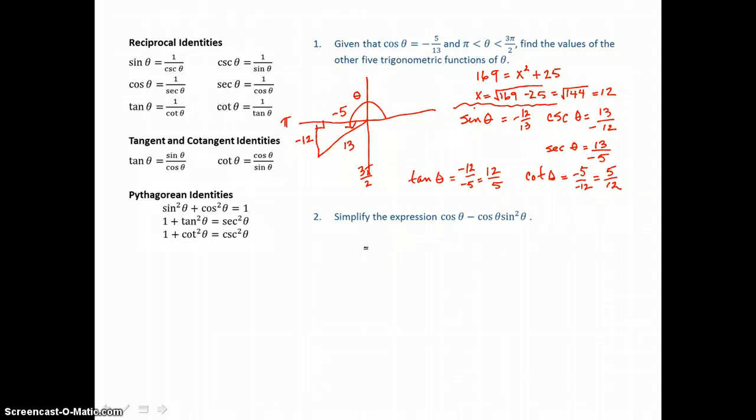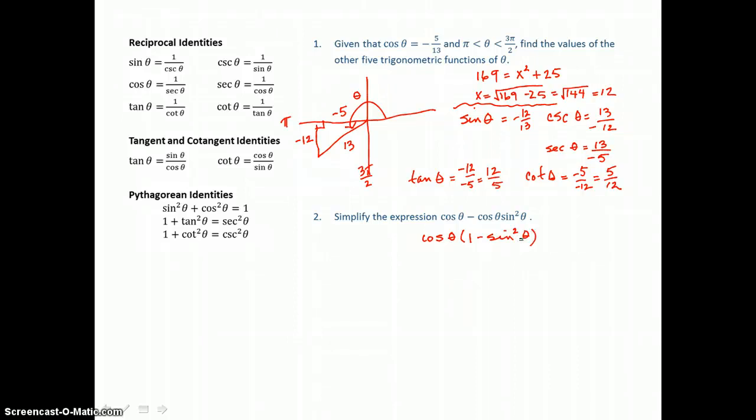Okay, in the second example on this page, we want to simplify an expression. When we simplify an expression, we want to simplify it to one function. And we use algebraic and trigonometric properties and identities to help us do that. Now I look at these two terms and I see that there's a factor of cosine in both terms. So I'm going to begin by factoring out that factor of cosine. So it leaves 1 minus the sine squared theta inside parentheses.